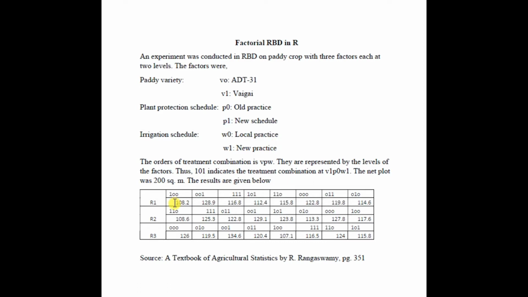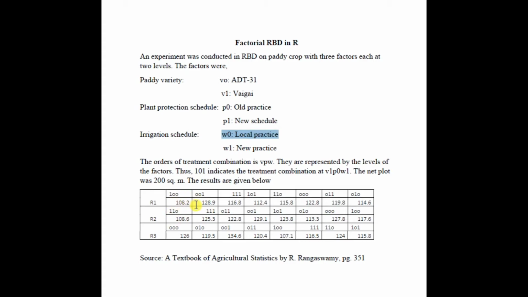So 108.2 is the yield that is obtained in the first observation for V1, that is Vagai level of paddy variety, then P0, that is old practice of the plant protection schedule, and again W0, that is local practice of the irrigation schedule. So this is about the problem.